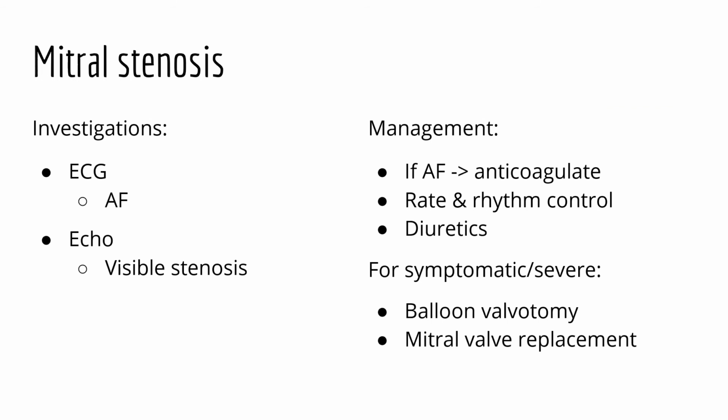So in terms of our investigations, we're going to start with an ECG, and we might see some AF on the ECG. On echo, we will be able to see the stenosis and tell how severe it is. In terms of our management, if they do have AF, then we'll anticoagulate, rate and rhythm control as we would with any other AF. We can also improve symptoms with diuretics. For any symptomatic patients or any patients with a severe mitral stenosis, again, it's a balloon valvotomy or a mitral valve replacement that is your definitive treatment.